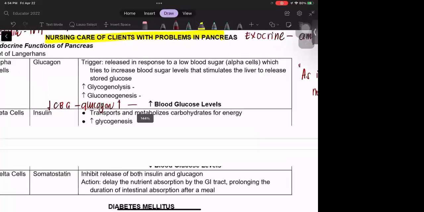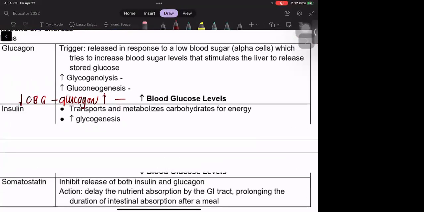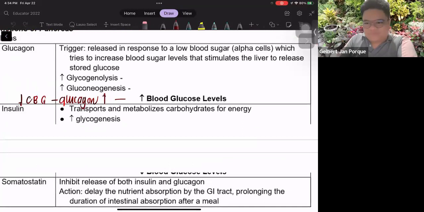Now, it also increases, class, your glycogenolysis. When I say glycogenolysis, what do I mean by that, class? Lysis, is it build up or break down? Okay, break down. This one is breakdown of glycogen to become glucose. Very good. Class, in this case, you break down glycogen to become glucose. That's how your glycogenolysis would be working.